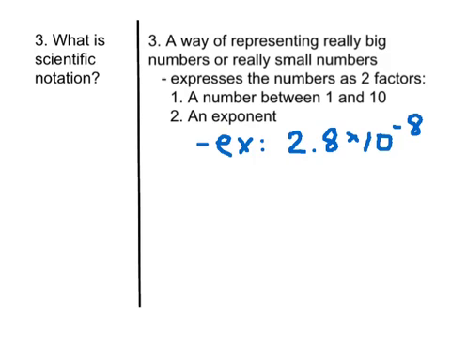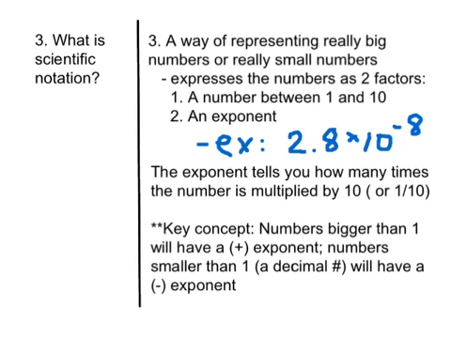Now, the exponent is going to tell you how many times the first number is multiplied by 10. Okay, so if the exponent is negative, it's going to be a really, really small number. And if the exponent is positive, that means it's going to be a really, really big number. Okay, so let's get those concepts down in our notes.